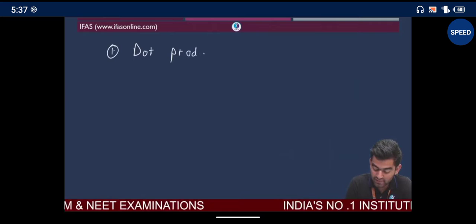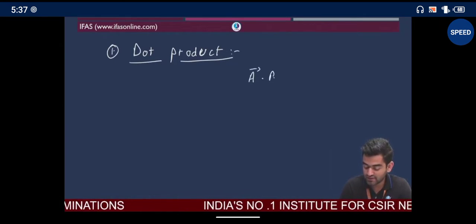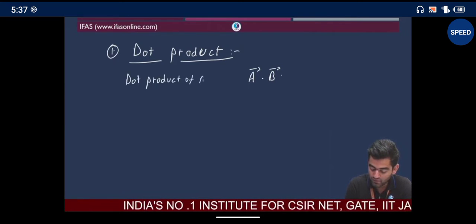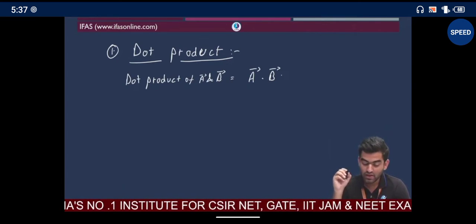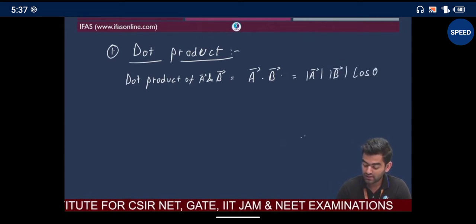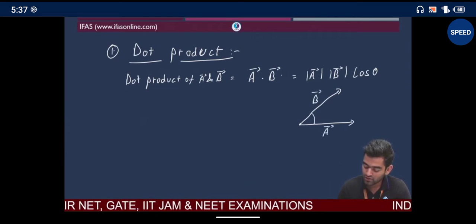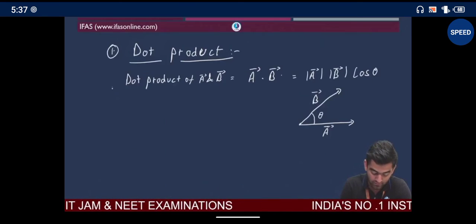Now the dot product is basically represented in this manner. It can be stated as the dot product of A vector and B vector, written as A vector dot B. It can also be stated as magnitude of A times magnitude of B times cos of the angle. Let's say we have two vectors here, this is vector B, this is vector A. Now the dot product of these two vectors, as they have different directions as well.